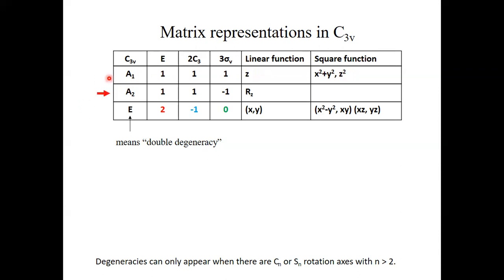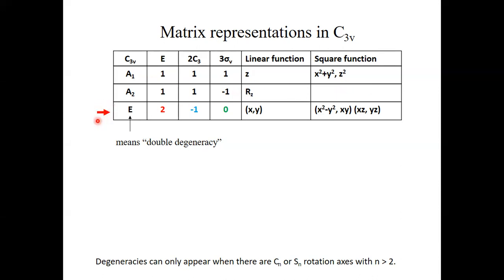Okay, so now our second irreducible representation has the symmetry type A2. This symmetry operation has these characters 1, 1, and -1. So rotation around z belongs to the symmetry type, but no linear function, like any coordinate or square function, belongs to that symmetry type.